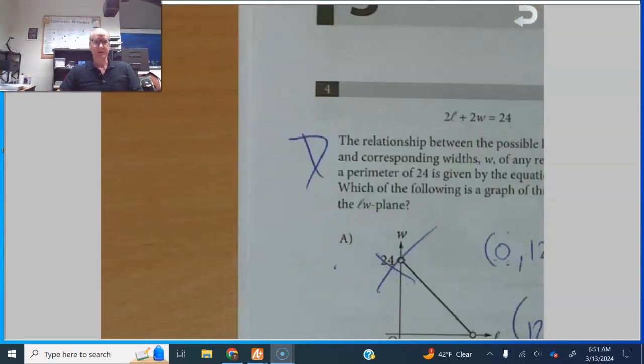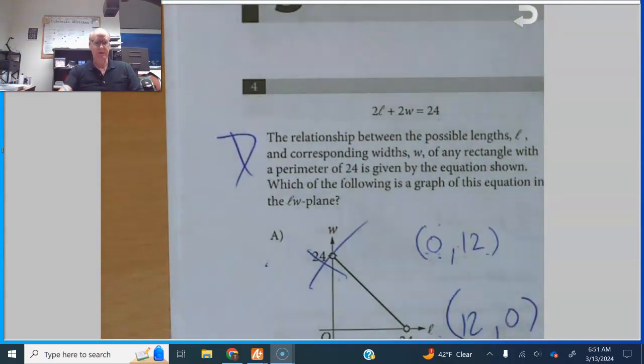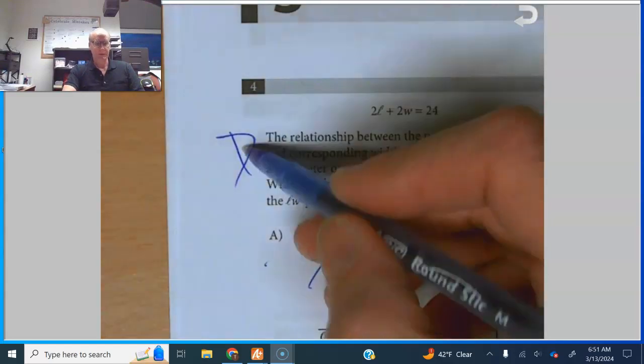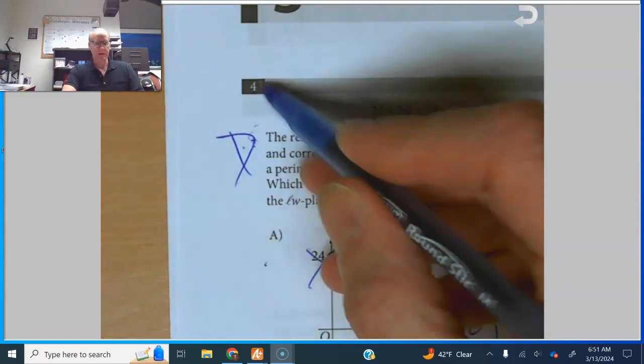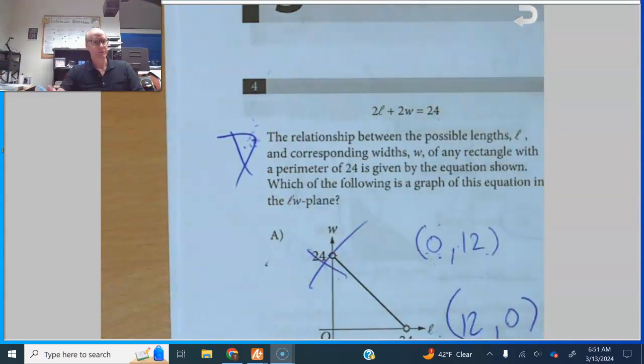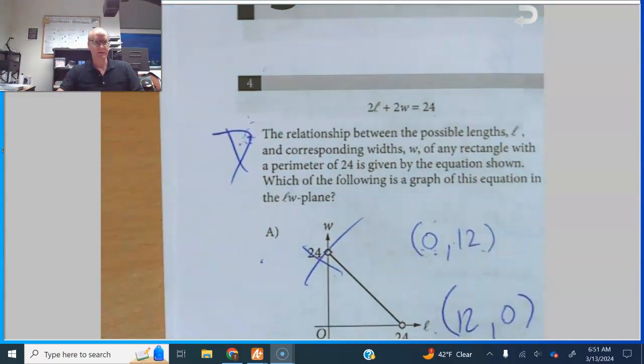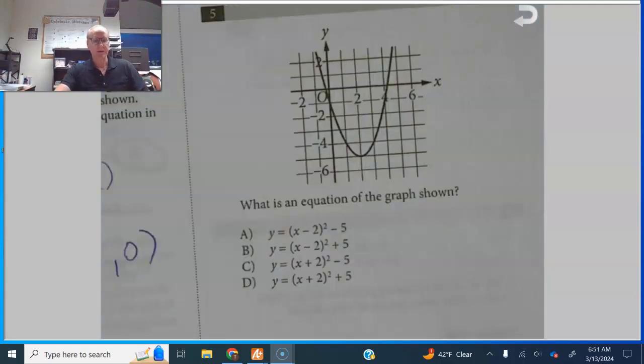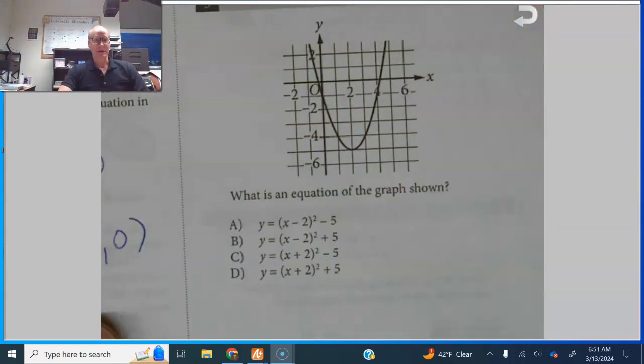Now, one of the things I like to do when I'm doing these by hand is put a letter answer, capitalized, next to the number. That way, when I'm putting it in the bubbles, I'll be able to find them. All right, getting behind. Number 5, a nice easy one.